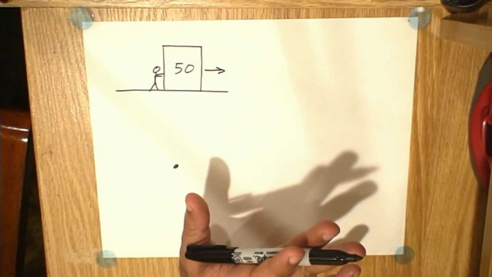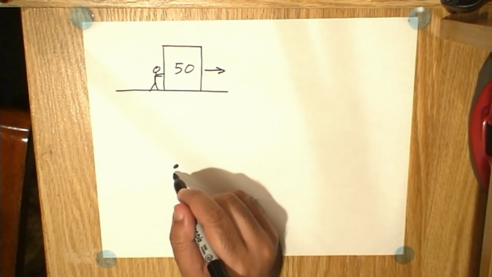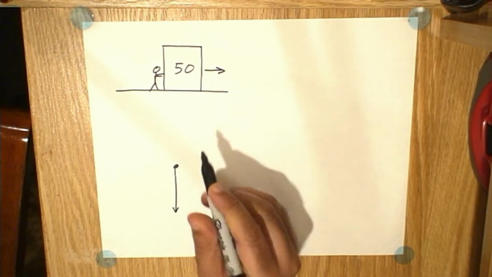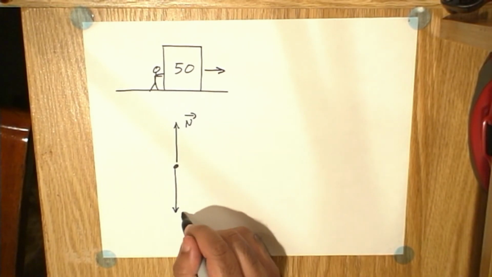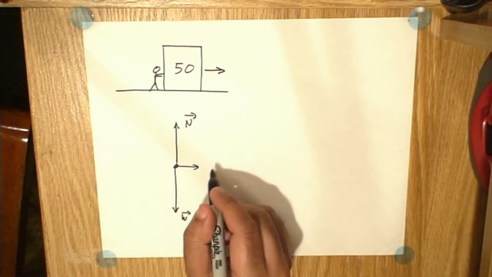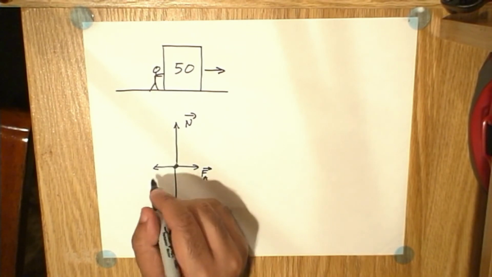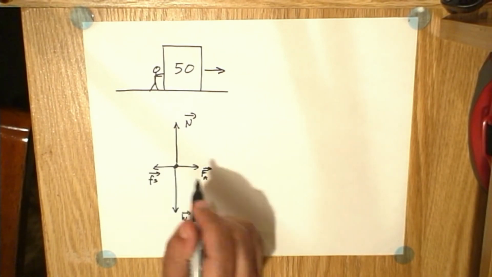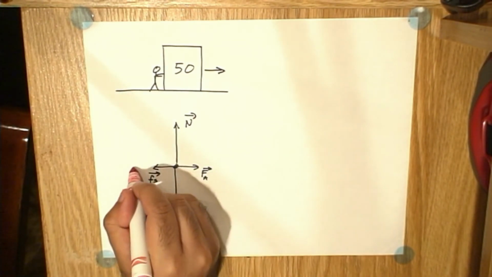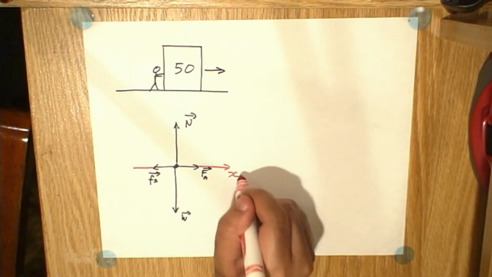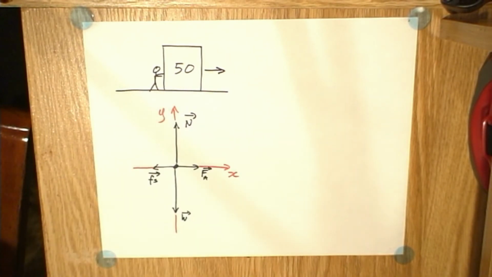So if we want to be rigorous about this, we actually should draw two different free body diagrams. The first free body diagram would correspond to before the object starts moving. Normal force points up, weight force points down. The applied force, which is going to be needed to overcome the force of static friction, points right, and the actual force of static friction itself points left. I'm going to set origin and axes. Rightwards is positive, and upwards is positive.